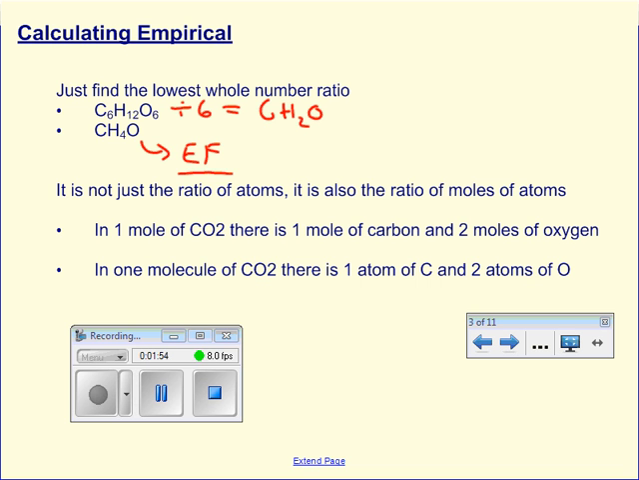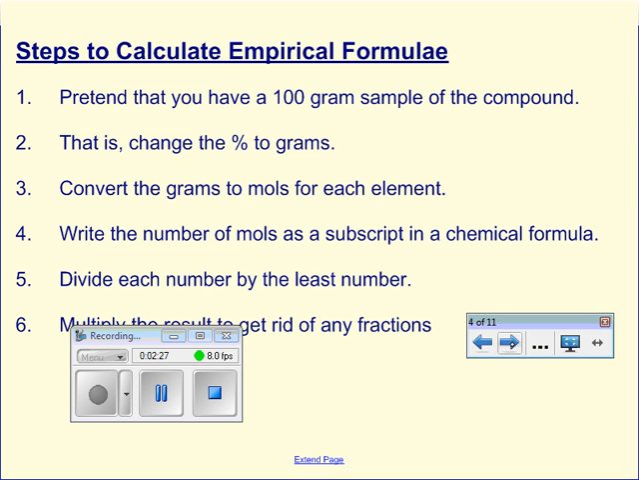Now, this is not just the ratio itself of atoms, but it could also be the ratio of moles of the atoms. So if I have 1 mole of CO2, that means there also is 1 mole of carbon, but 2 moles of oxygen. So if I have 1 molecule of CO2, there's 1 atom of carbon and 2 atoms of oxygen. This is an important thing to keep straight in our minds, that even though we might have 1 mole of CO2, if this is broken up, I'm going to have 2 moles of oxygen. So this is an important ratio for us to just keep in mind.